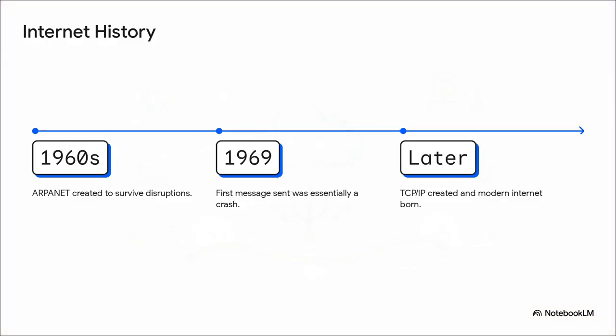To put this in perspective, back in the 1960s, computers were completely isolated. During the Cold War, researchers wanted a communication system that wouldn't just totally collapse if a single node went down. That led to ARPANET. And I love this story because it so brilliantly illustrates the humble beginnings of tech. In 1969, they tried to send the first message ever, the word login. Well, the system completely crashed after sending just the letters L and O. The first internet message in history was essentially a system crash. It took decades and the invention of the TCP/IP protocol before these networks could finally communicate universally, which birthed the modern internet we know today.